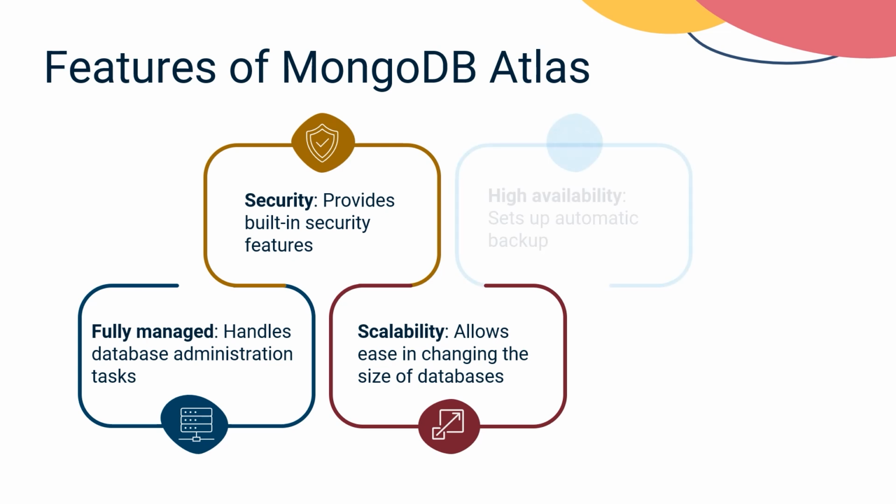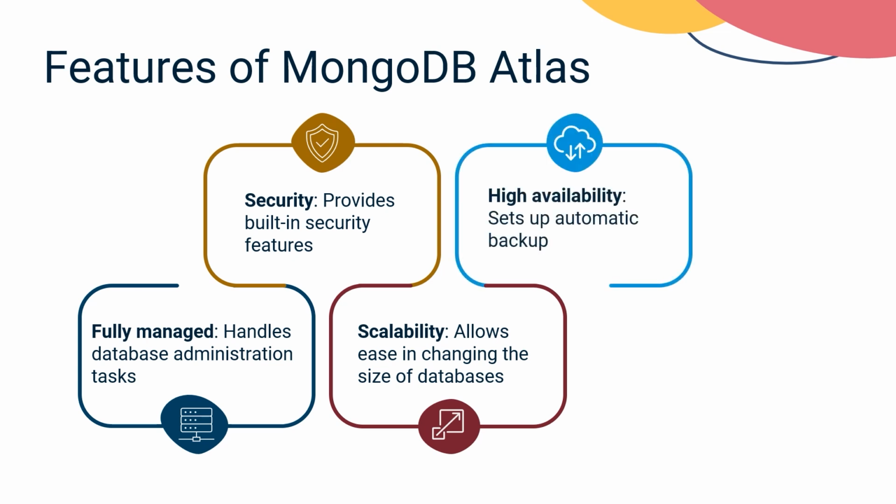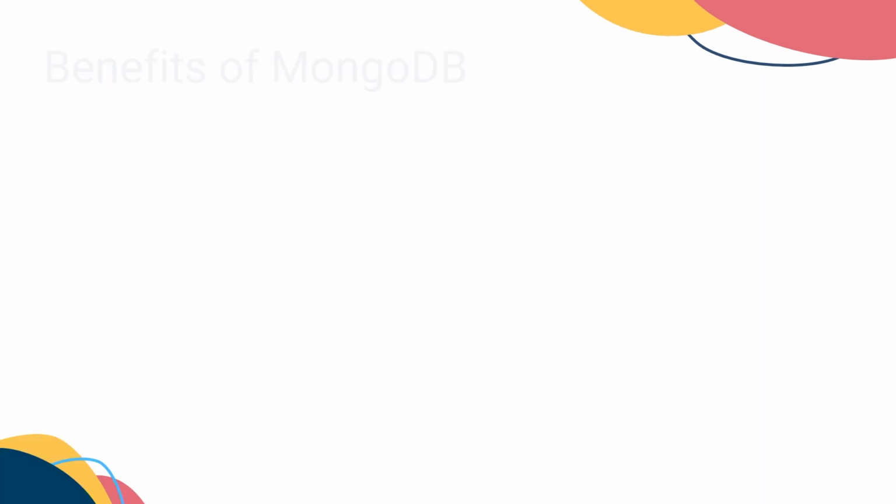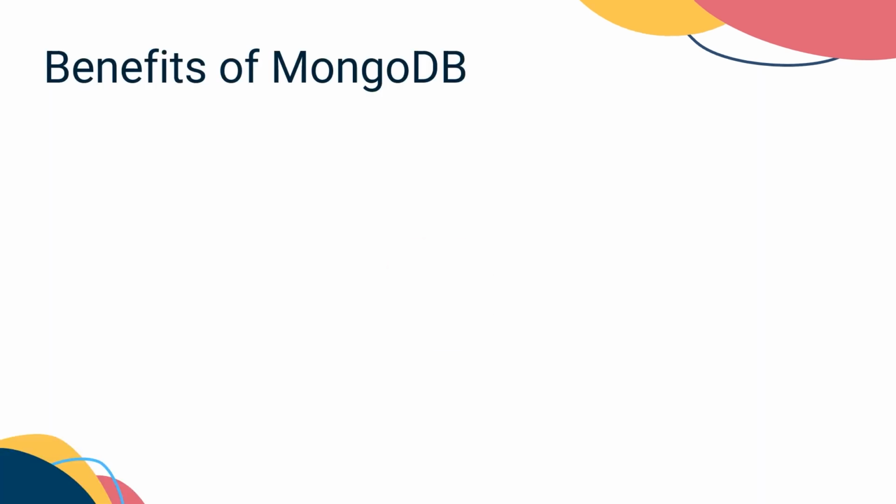Furthermore, it offers high availability of data spread automatically across multiple nodes and sets up an automatic backup in case a node fails. Finally, MongoDB Atlas supports global clusters, allowing users to deploy databases across multiple regions for low-latency access worldwide. Let's look at the benefits of MongoDB Atlas.